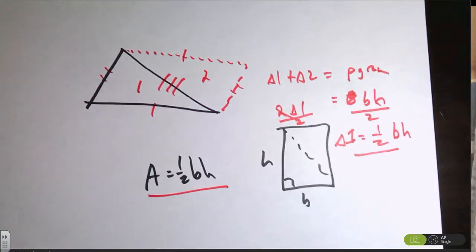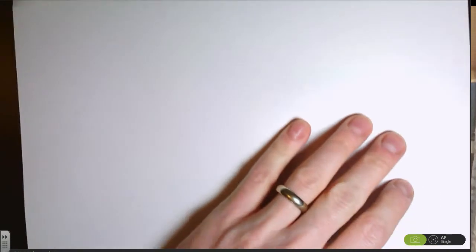Okay. Now our next shape is really from section 11.2. It is the trapezoid. The trapezoid.